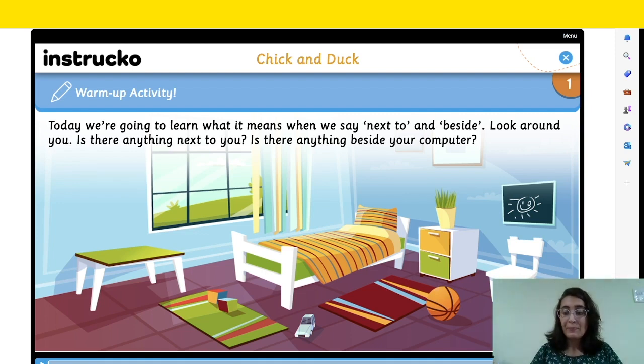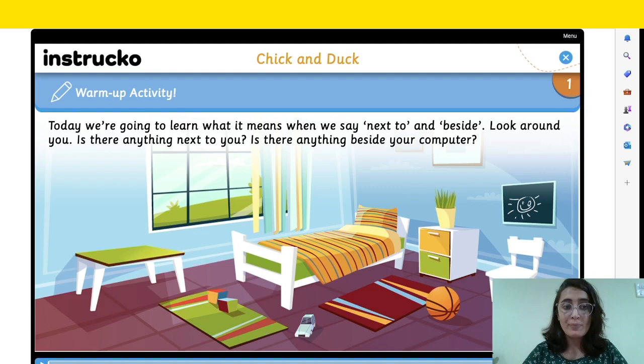Before I start, I would like to tell you what my learning objectives are for this chapter. After completing this chapter, our goal is that the child uses next to and beside in the correct context, and also associates these words with the spatial position of various objects. So let's start with our warm-up activity.